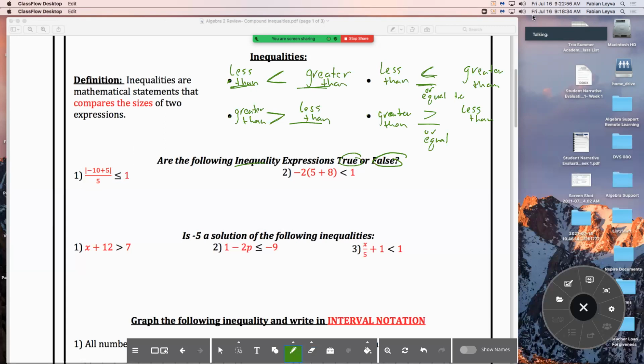Let's start with simplifying everything underneath the absolute value. Negative 10 plus 5 is a negative 5. Don't forget, you're still taking the absolute value of it, divided by 5. Now, taking the absolute value of negative 5, it's a positive 5. Don't forget to divide it by 5. And we'll see that 5 divided by 5 equals a positive 1.